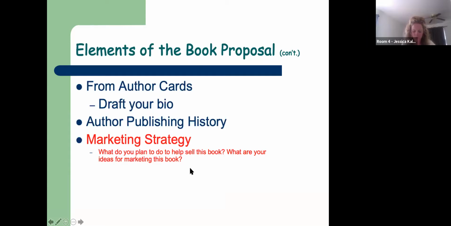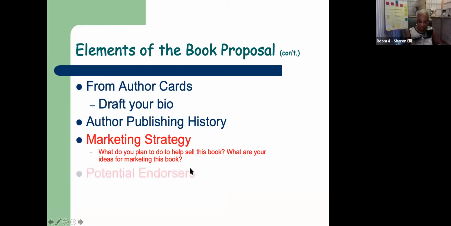Okay. So marketing strategy, potential endorsers. You want people to endorse your book. Yes, you want your friends to endorse the book, and you want your friends to write reviews. That is very important. If they buy the book on Amazon, they can go on Amazon and write a review. Amazon is very particular, and they will not publish a review from somebody who didn't buy the book from Amazon.